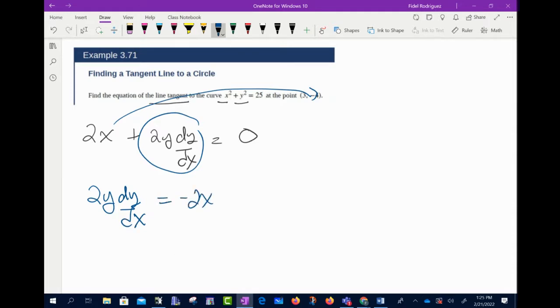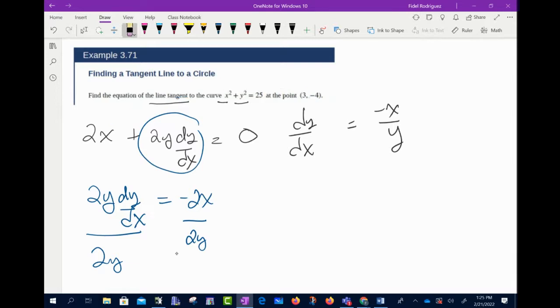And then what's my next step here, y'all? What do we need to divide? Divide by 2y, perfect. So we're coming up with a dy dx is equal to, everybody agree, a negative x over y? Right, I can't really simplify that any further. We just got rid of the 2's, so that's about all we can do.